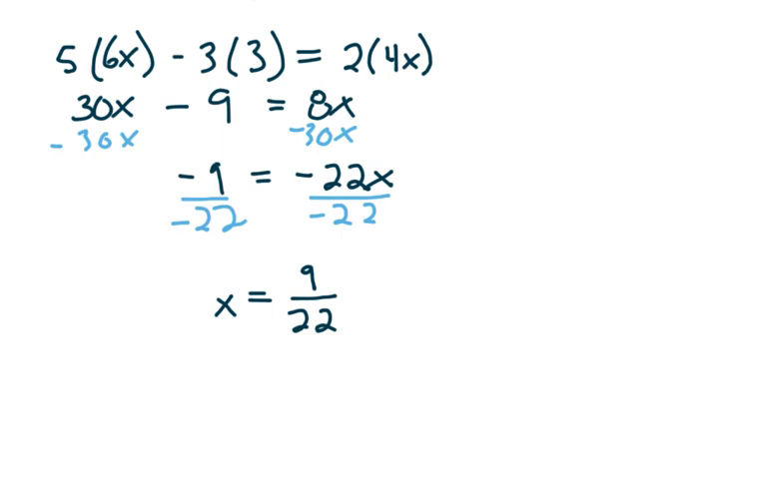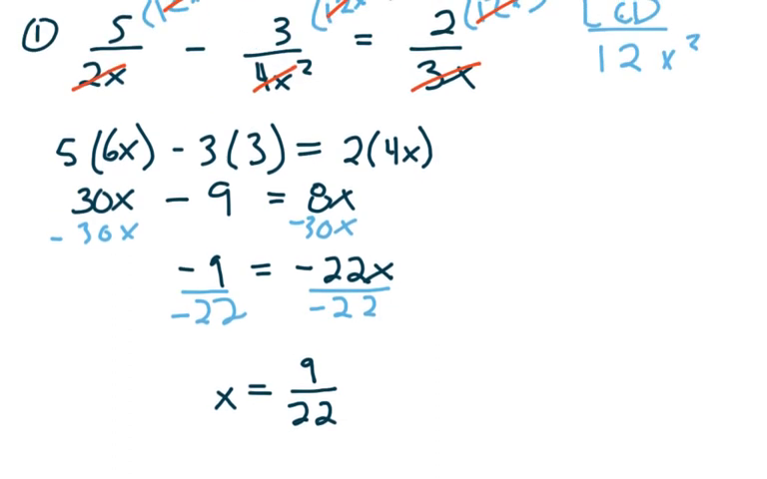Now before we box this, remember with square roots we had to go back and plug in and make sure that they worked. We have to do something similar here. You don't necessarily have to plug it in, but you have to make sure that none of these denominators would equal 0 if we plugged it in. So 3 times 9 over 22 is not 0. 9 over 22 squared times 4 is not 0. And 3 times 9 over 22 is not 0. So our answer is 9 over 22.